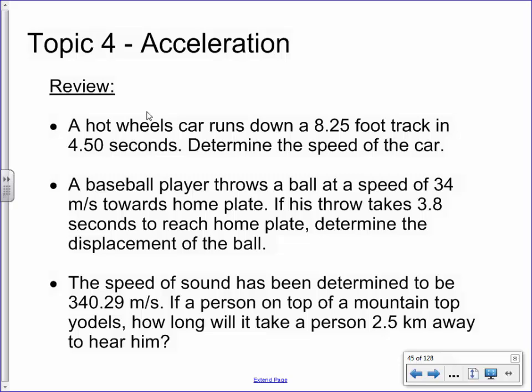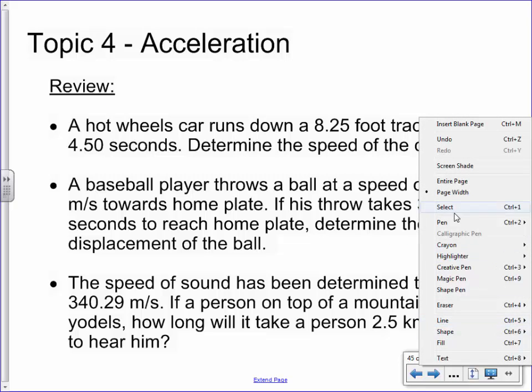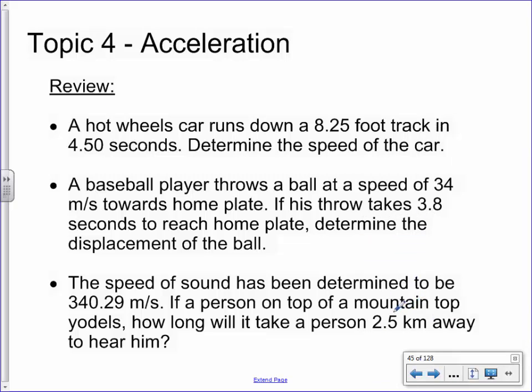Really, they're actually all word problems. So here's an example of what we're going to do next week, Wednesday. Let's say we take some Hot Wheels, we run them down a track. The track is 825 feet, and it happens in 450 seconds. We want to find a speed.